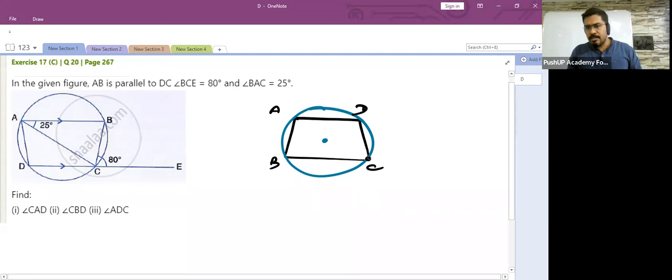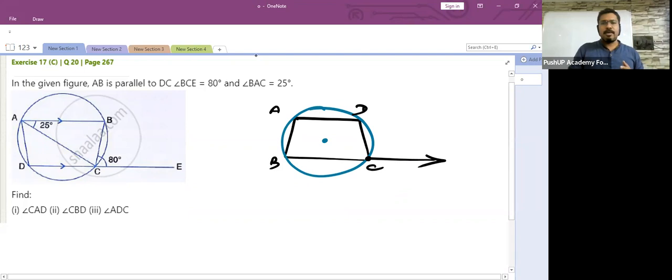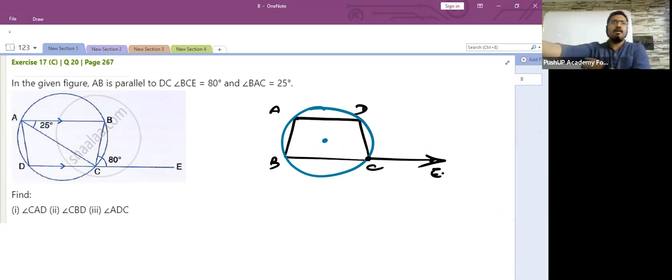Just imagine at this point C, I am extending the line further towards the right hand side. Remember, children, it is a straight line. BC was a straight line. So from that point C, I am extending the line, and till wherever the line is extended, that is a straight line. Say, for example, this point is E. From B to E is a straight line.